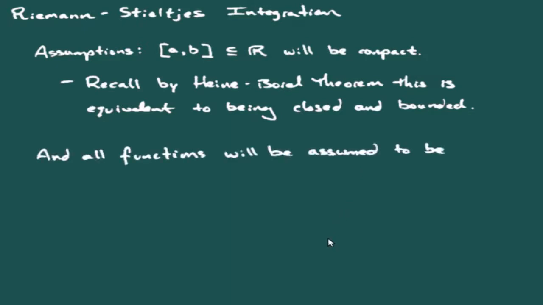The second assumption that we'll make is that all functions are going to be assumed to be bounded on [a, b]. So we're not going to let anything run off to infinity. It's going to be defined on those intervals, and everything is going to be bounded.